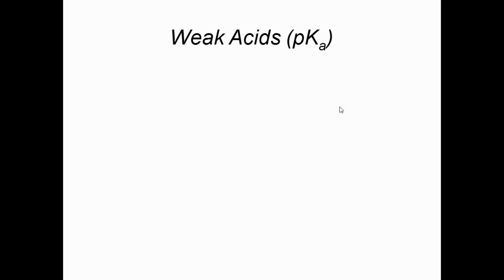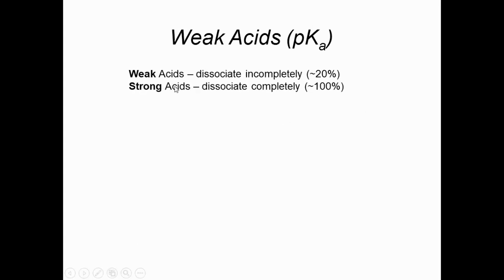All right, so let's get into some weak acids. I'm going to define a weak acid as one that dissociates incompletely, let's say 20% or less. A strong acid, we're going to say, dissociates completely, about 100%. Now, I know there's stuff in the middle. Those would be strong weak acids or stronger weak acids. There are only 7 strong acids. I'm not going to make you memorize those.